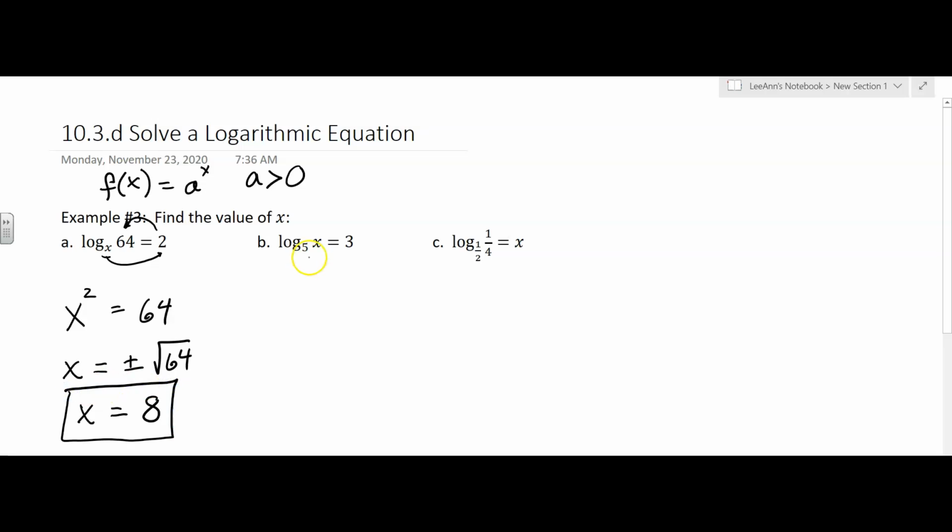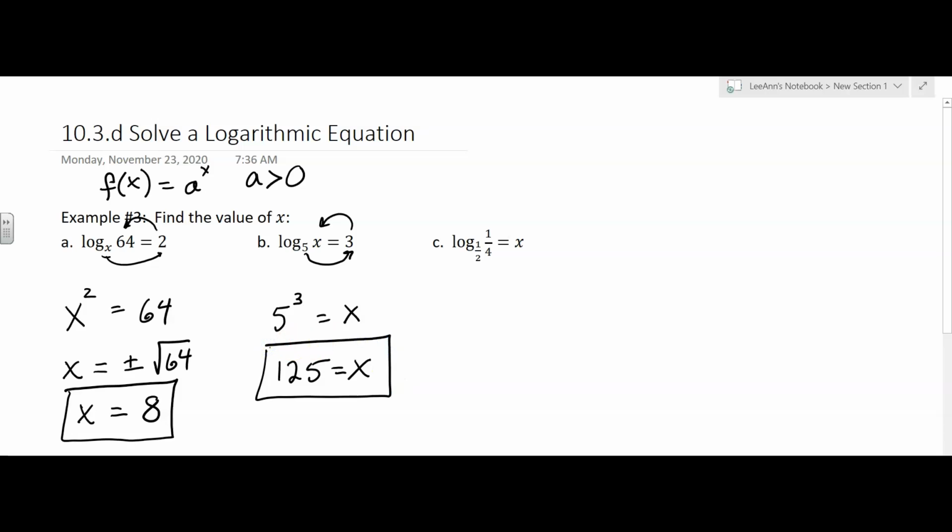And now we're going to have 5, and go and get the 3. So a base of 5, exponent is 3, equals x. Now that just says 5 to the third power is equal to x. Well, we know what 5 times 5 times 5 is. It's 125. So we get 125 equals x.